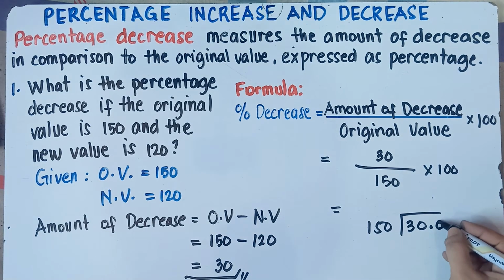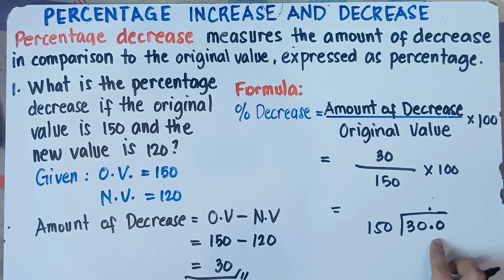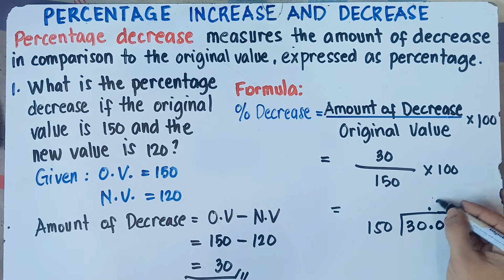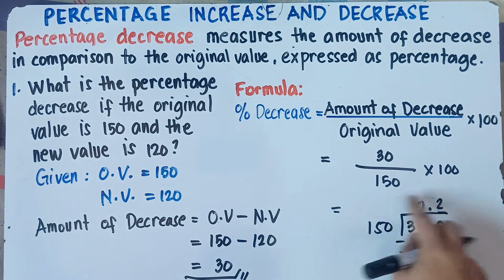Add another 0, and once you add another 0, you also add a decimal point on the top. You align, and you think of this one, class, as 300. 300 divided by 150, of course, that would be 2, right? Because 2 times 150 is 300. Subtract, this is 0. So this will be 0.2. Once again, 30 divided by 150 is 0.2.